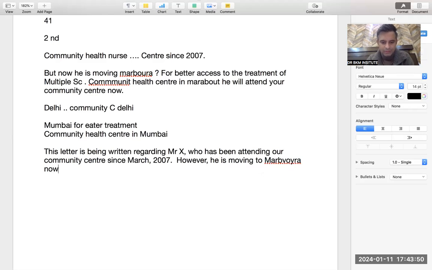Why? For the better treatment of multiple sclerosis. Now you are writing the first paragraph. Suppose you are not good at grammar and you are unable to make this line for the better treatment, don't write it. Because the main thing is that he, who has been attending our community center, is now moving to Marlborough.